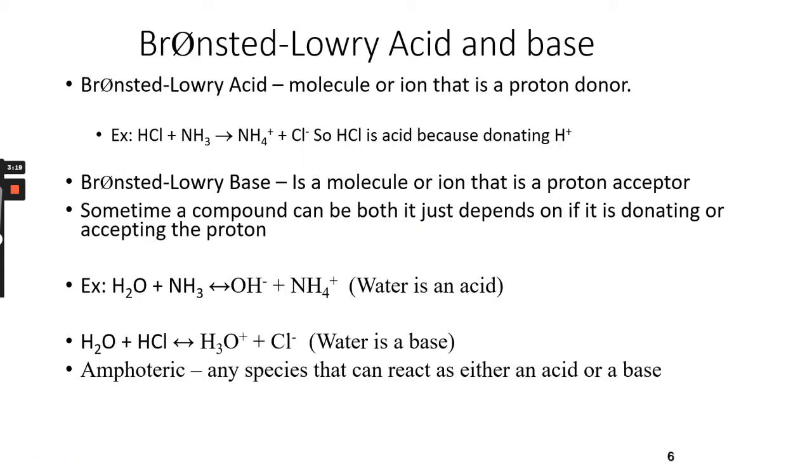Let's look at this example here. Remember, a Bronsted-Lowry acid is a molecule or ion that is a proton donor. Here we have HCl that will become Cl-. So what happened to it? It had to lose a hydrogen, or donate it. So if you're donating the hydrogen, this would be your Bronsted-Lowry acid. And if you're accepting the hydrogen, or the proton, this would be your Bronsted-Lowry base. Remember, the base accepts and the acid donates a proton.